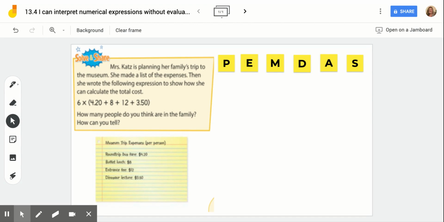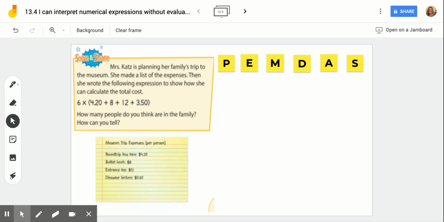Well, today we are going to look at my Jamboard for lesson 13.4. We're going to look at interpreting numerical expressions. We have been working on PEMDAS, order of operations, for about 2 weeks now, and seeing the correct way to solve a multi-step problem.